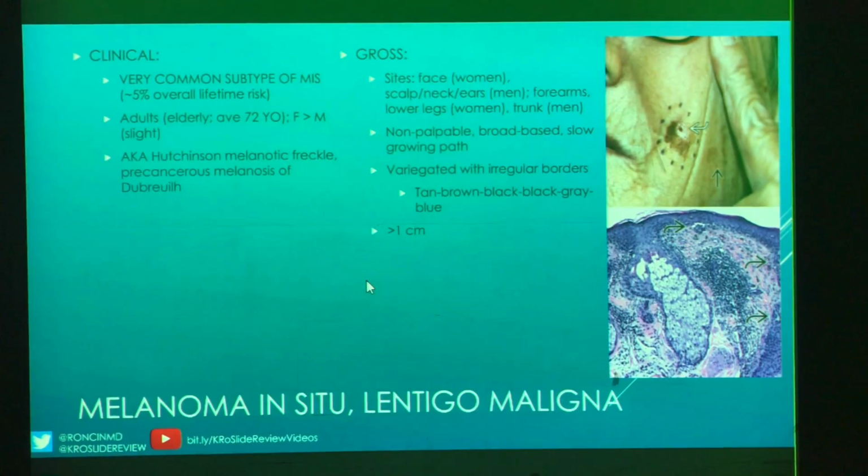That's why I said lentiginous. What does the word lentiginous mean again? It has to do with lateral or horizontal spreading. So again, this is a very common subtype of melanoma in situ. That's why it's important to know. Again, elderly, slight female predominance. Whereas our other types that we saw today didn't really have a sex predilection, this one has a slight female predominance. And this has some other names: Hutchinson melanotic freckle, and precancerous melanosis of Dubreuilh.